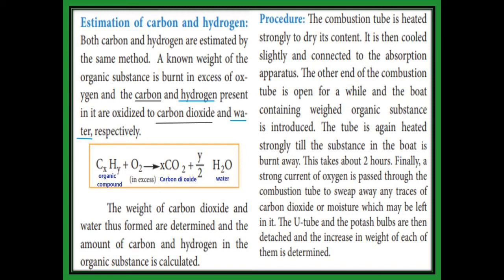After starting the reaction, it takes 2 hours for completion. Afterward, we remove the U tubes and find the weight increment. Through the weight increment, we can calculate the percentage of carbon and hydrogen. We will see that in the upcoming slide.